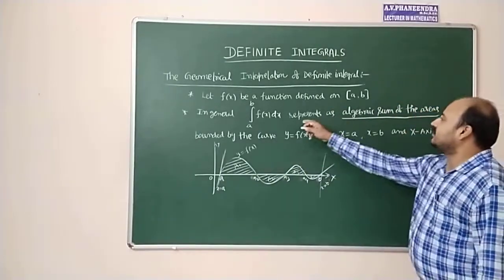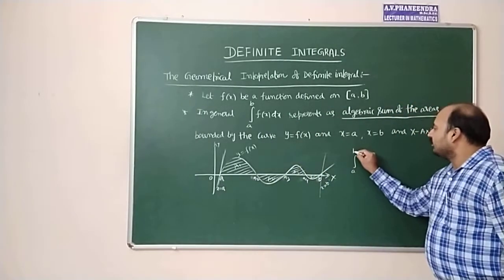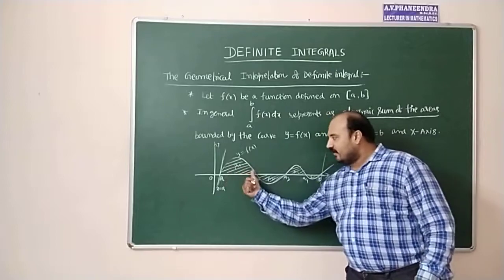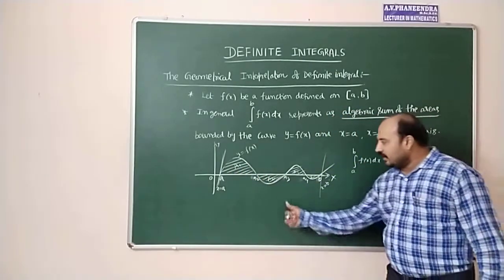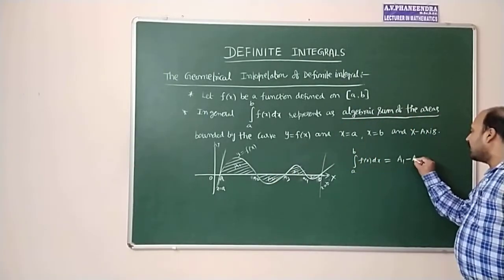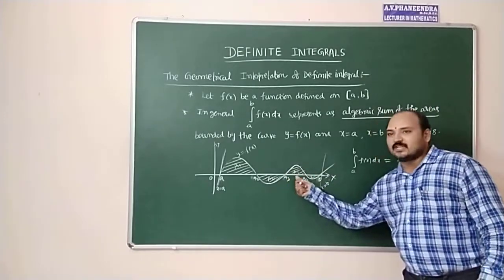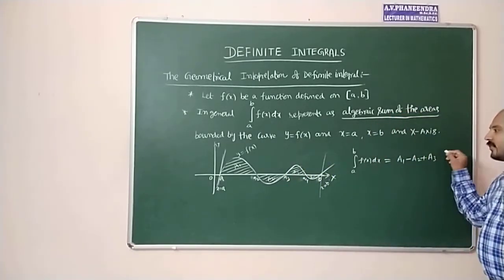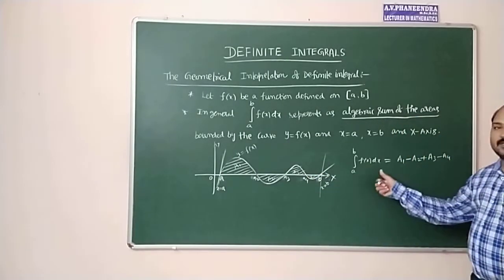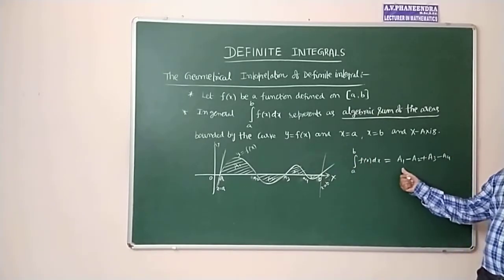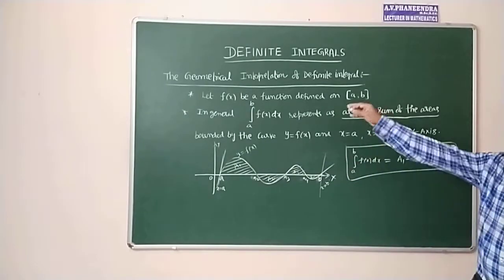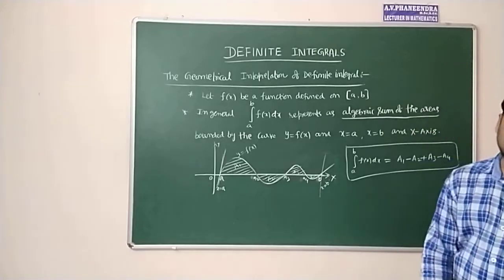So now the algebraic sum, this integral a to b f of x dx, we can write as sum of the areas: a1, a2, this area is below the x-axis, no? Whenever it is below the x-axis, we can write minus a2. And from here to here it is above the x-axis, plus a3. Again, from here to here it is below the x-axis, minus a4. So integral a to b f of x dx is equal to a1 minus a2 plus a3 minus a4. This is the geometrical interpretation of definite integrals.